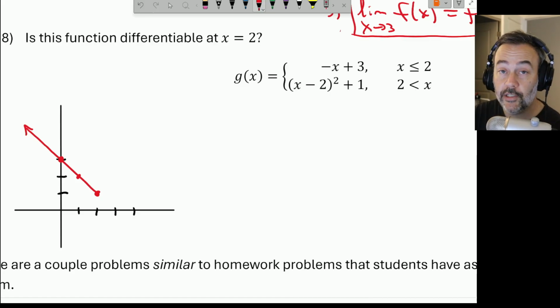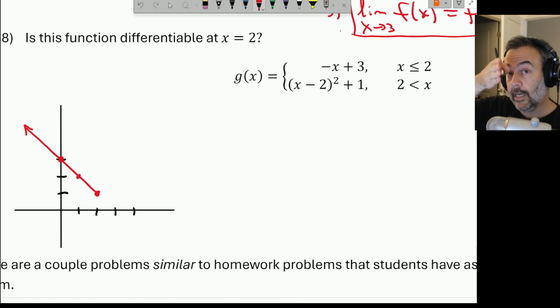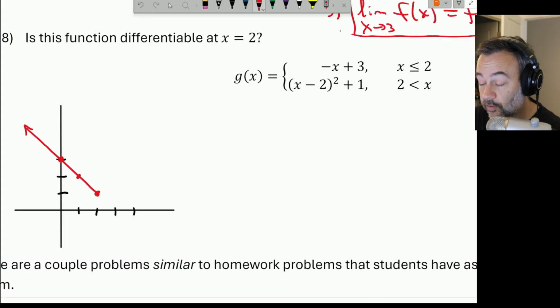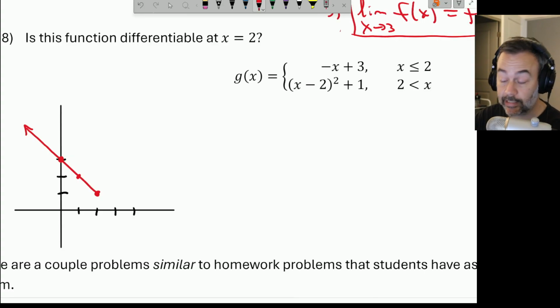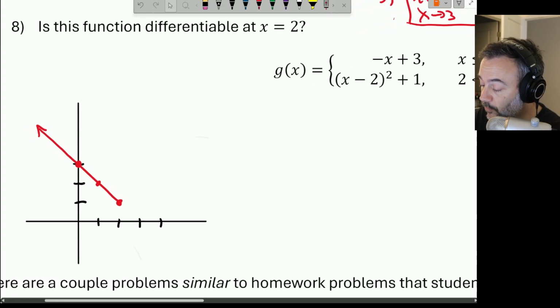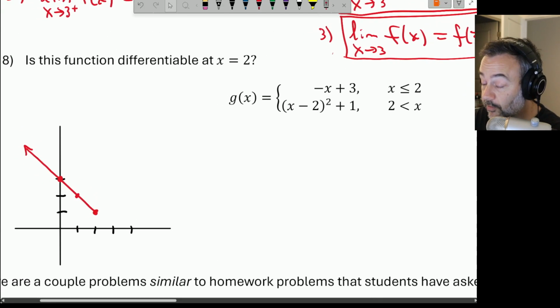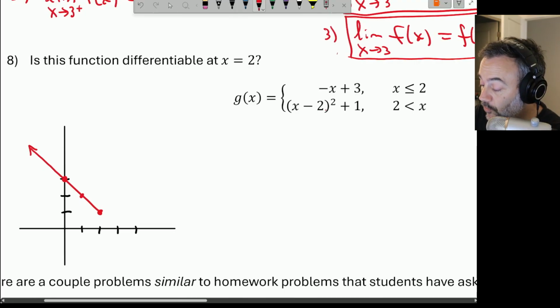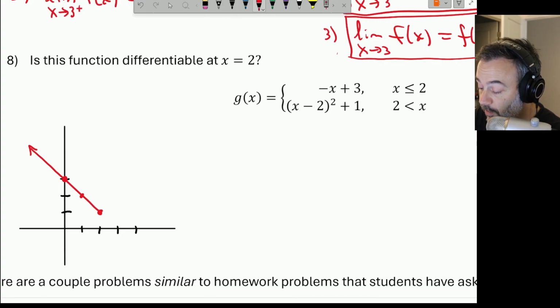So a precondition to being differentiable is it has to be continuous, but it can't have any corners or a vertical asymptote, and clearly it can't have any discontinuities. So let's make sure it's continuous at least, and let's graph this parabola part for x greater than 2.